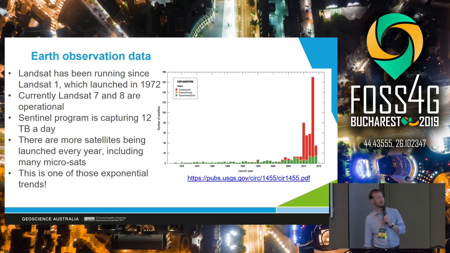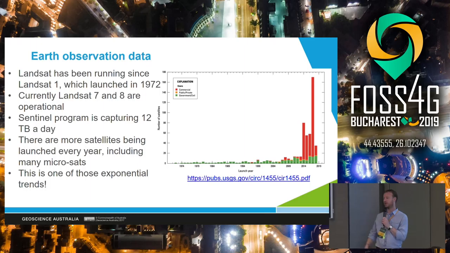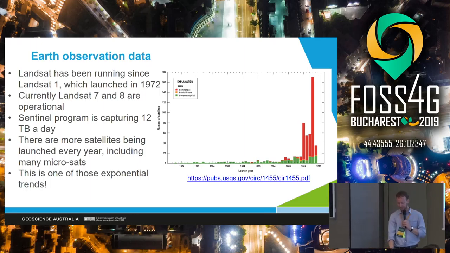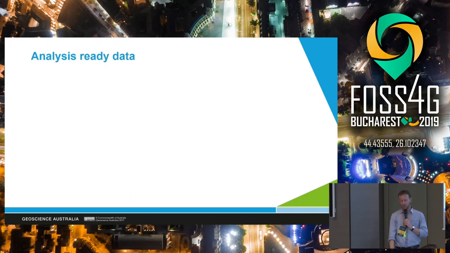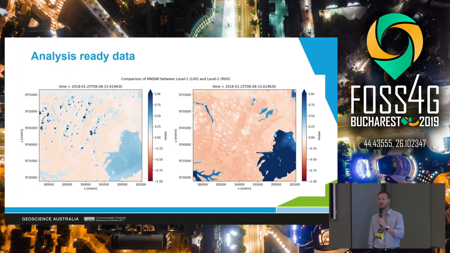So which data? Generally, it's Earth observation data. It can work with any regularly gridded data. The trend around Earth observation data is that there are more and more satellites going up and more data coming down to the Earth. There's a funny little blip there in 2018 where there weren't so many launches, but it's one of those exponential trends where there's just going to be more and more of this stuff. So we need better ways to manage huge volumes of data.